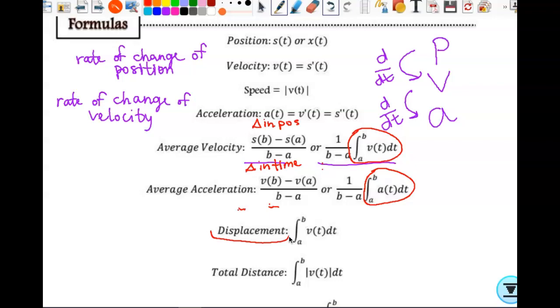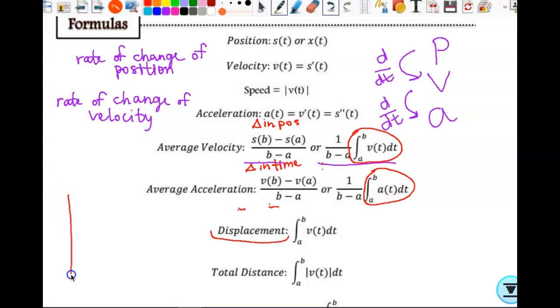No, right? With displacement, direction matters. Movement to the right, movement to the left, some of it subtracts out. Total distance, I don't care about direction. So how do we ignore the direction? What tells us direction of a particle? The sign of velocity, right? If I don't care about direction, we can ignore it by taking the absolute value.